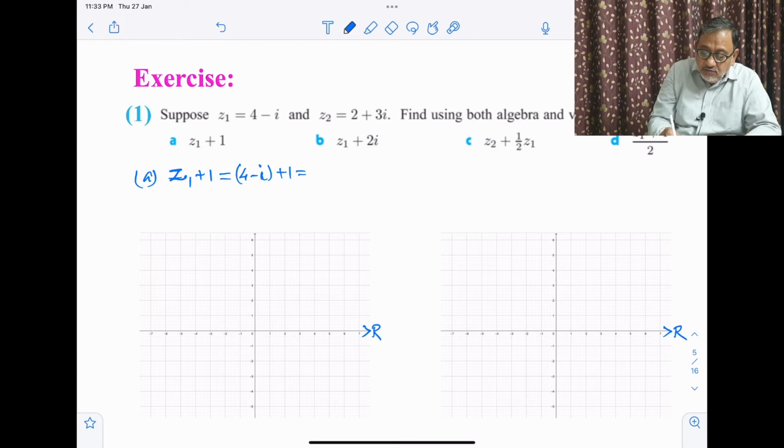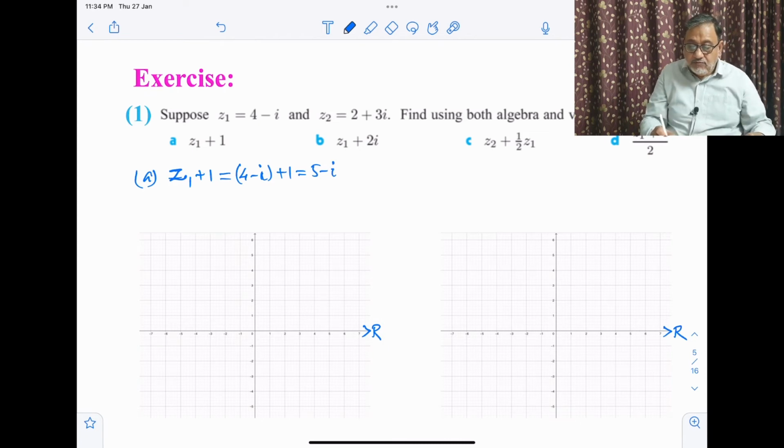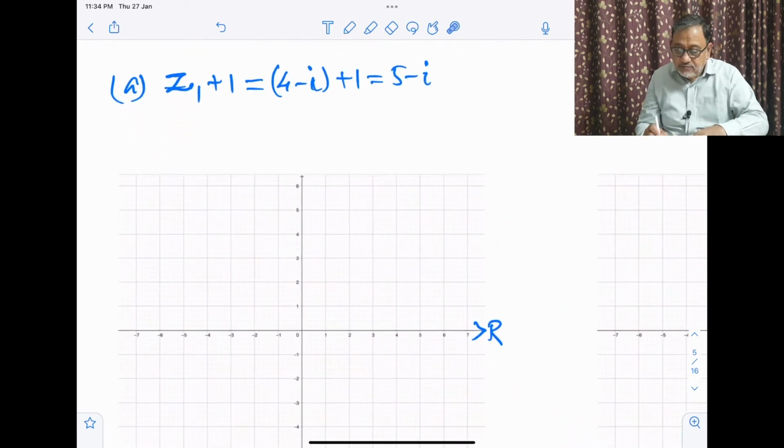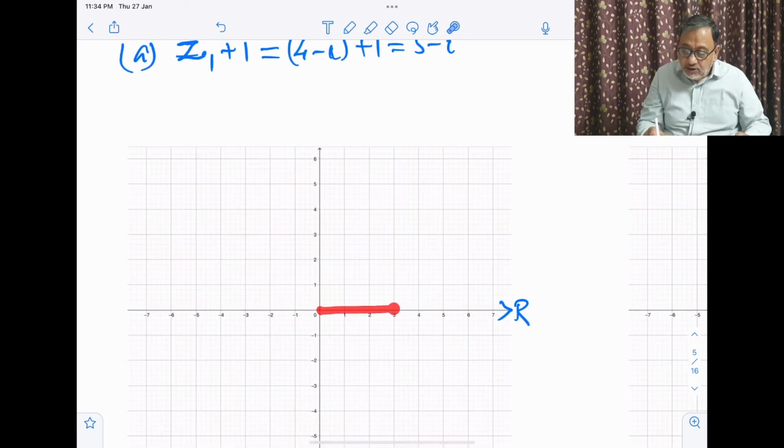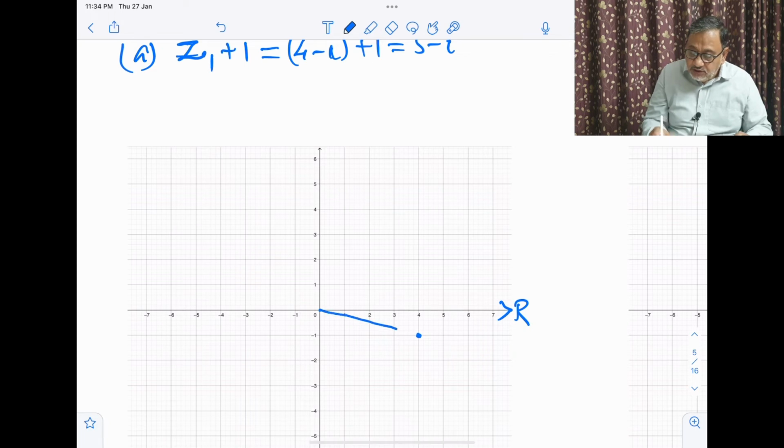So it will be 5 minus i. This will be the final result. But I have to show you by arrow diagram on the complex plane. So Z1 is 4 minus i: 4 to the right and 1 down. So look here, 4, now let me make it big, and then minus i. So it will come here at this point. I'll mark it here. So this is my Z1.